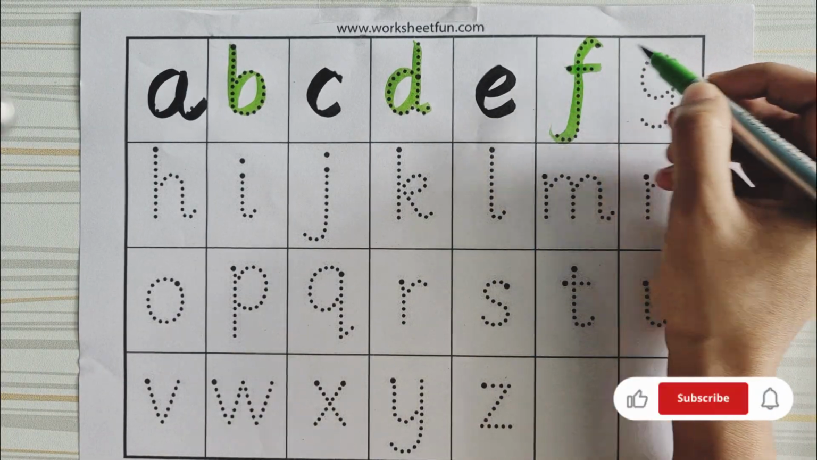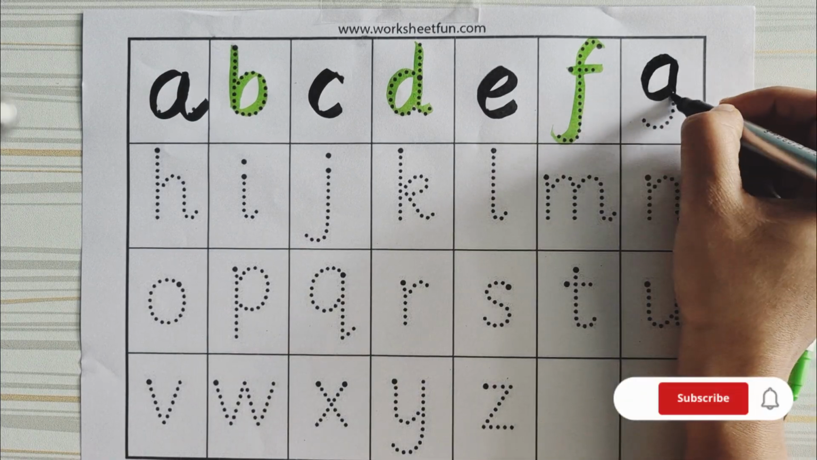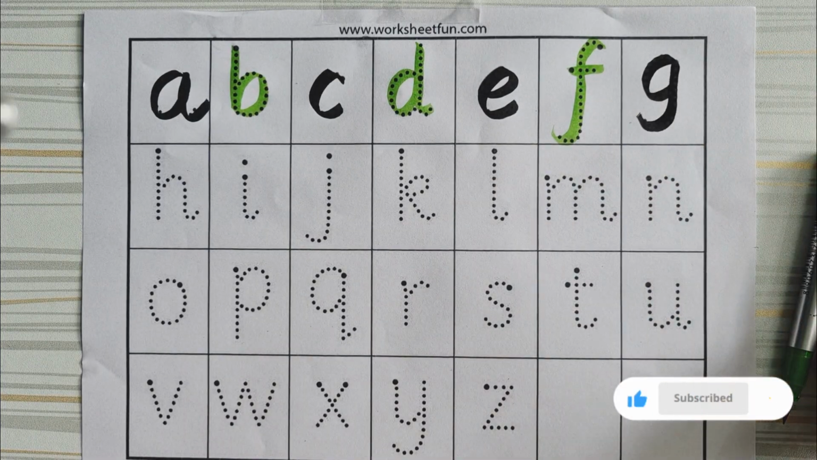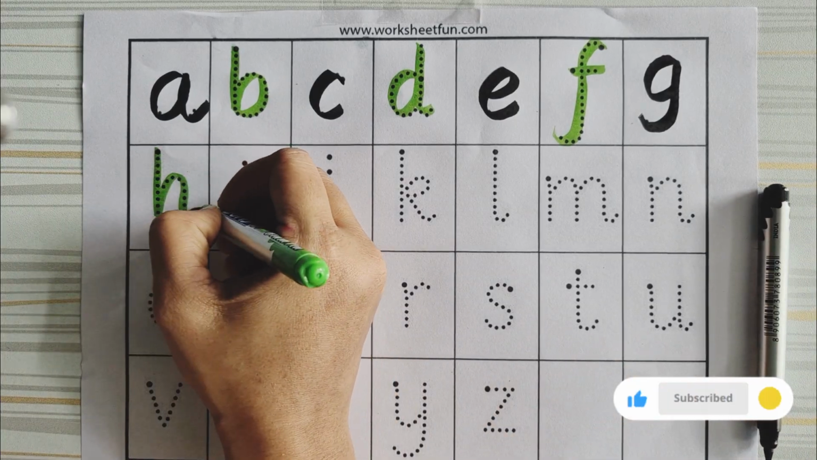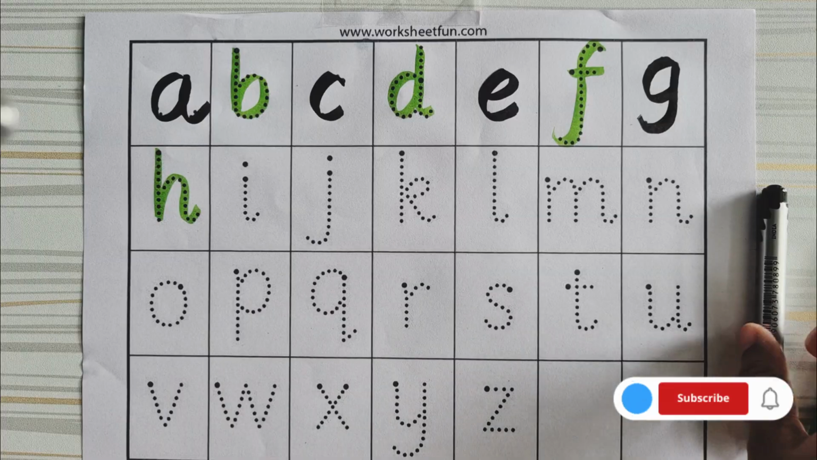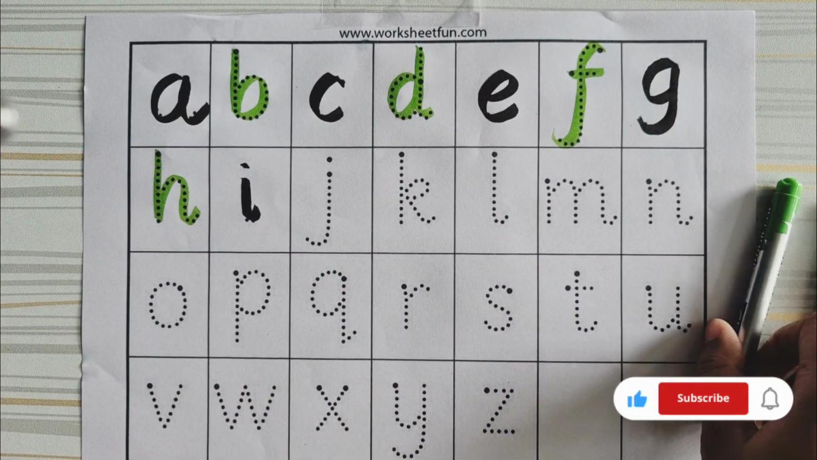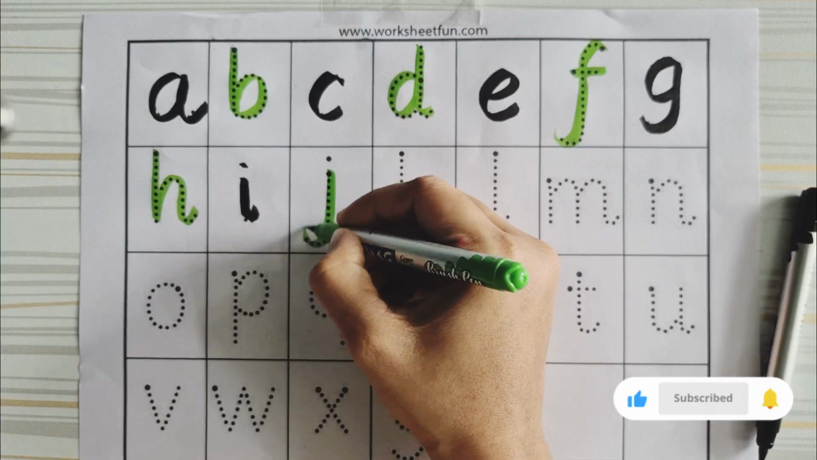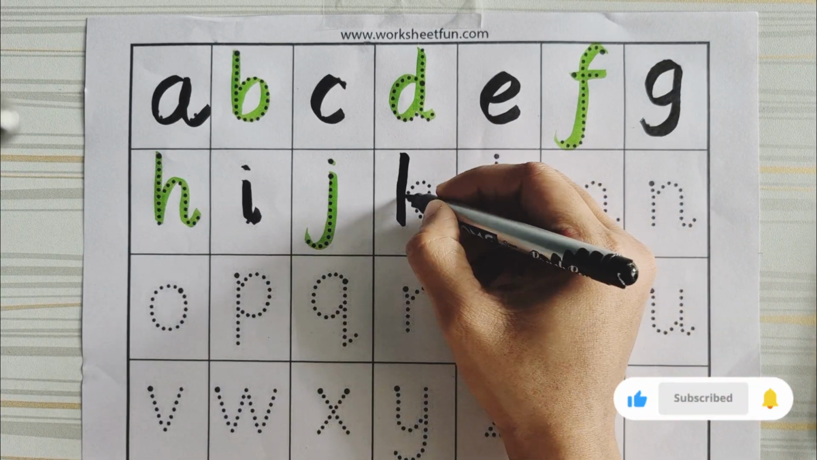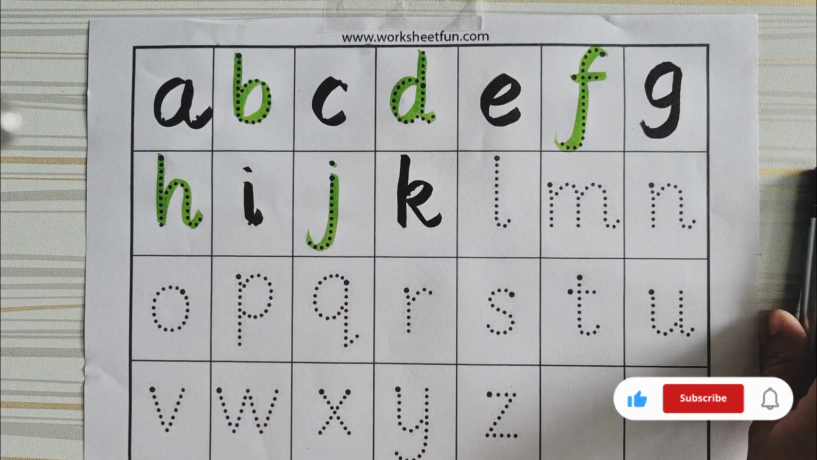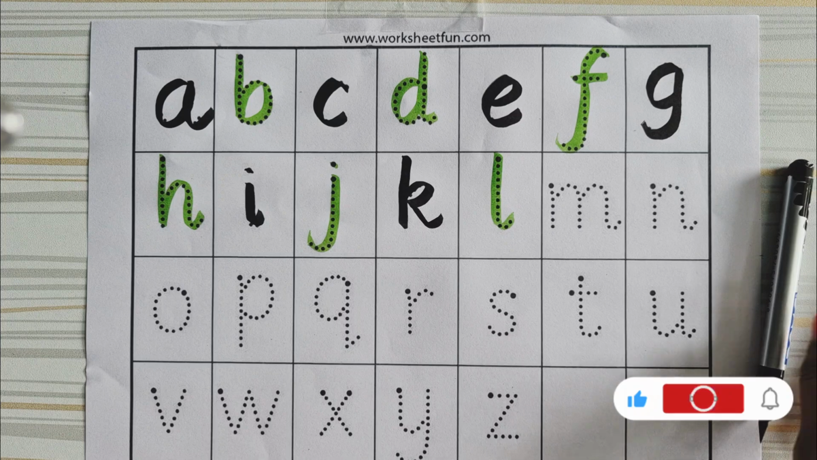F for frog. G for goat. H for horse. I for ink. J for juice. K for kite. L for lemon.